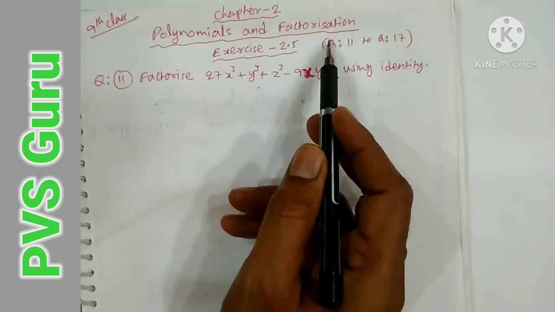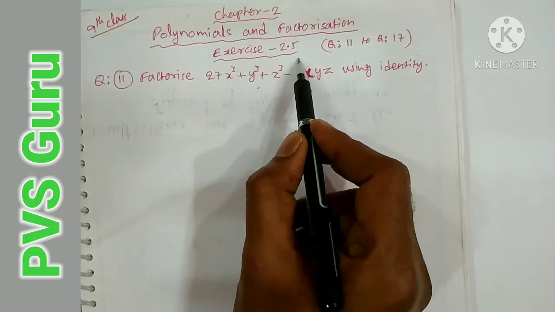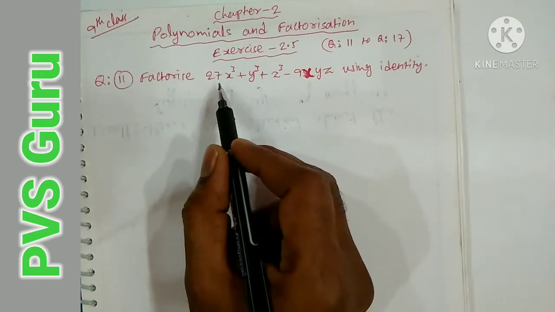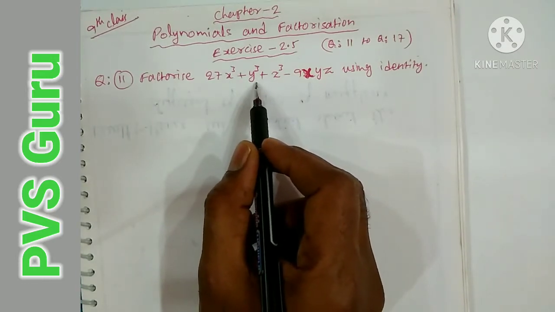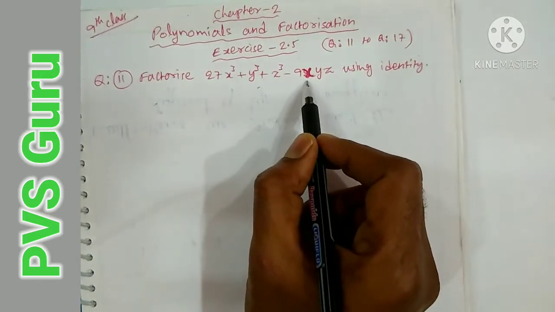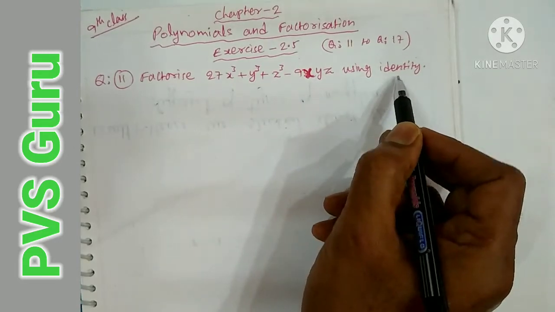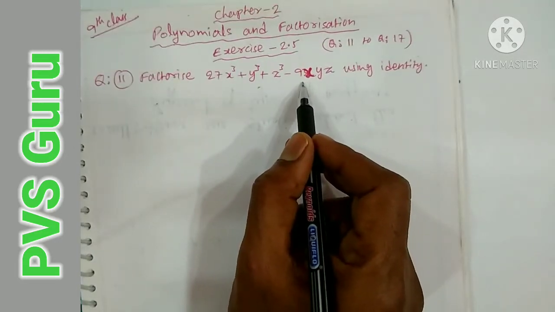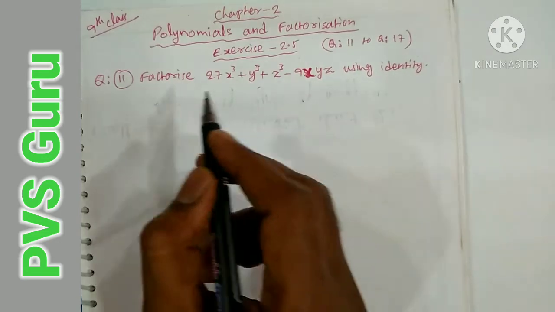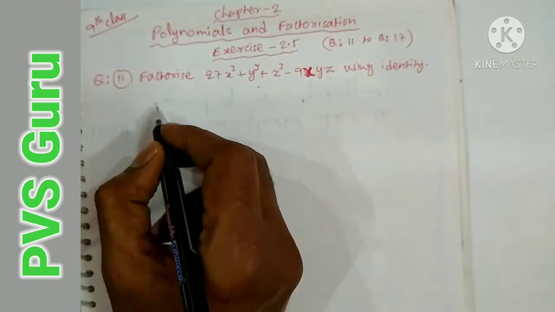Chapter 2 Polynomials and Factorization, Exercise 2.5. Factorize 27x cube plus y cube plus z cube minus 9xyz using the identity. Here you have to use identity number 8. So here first you simplify it.